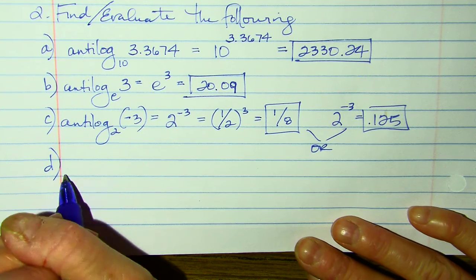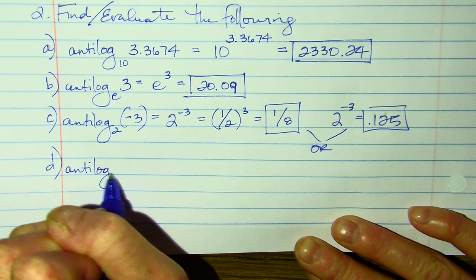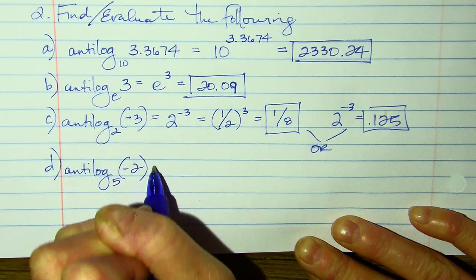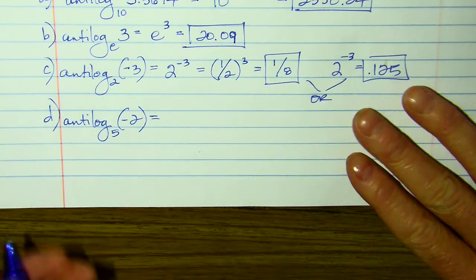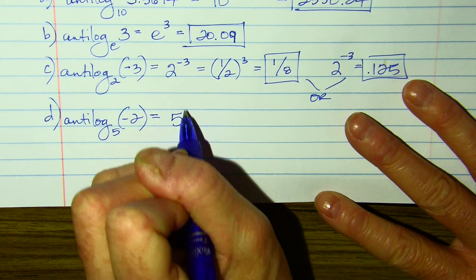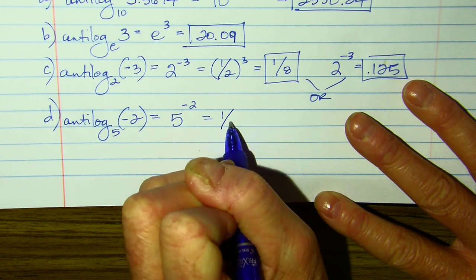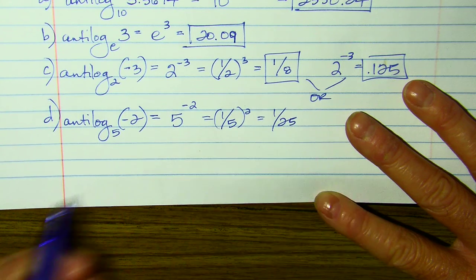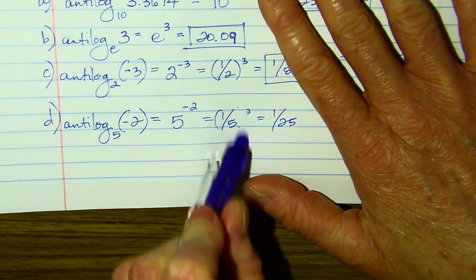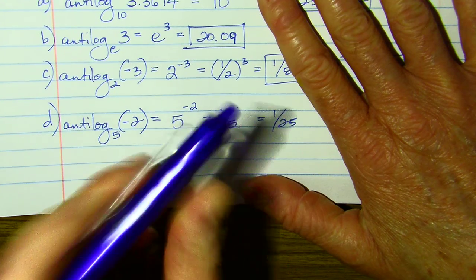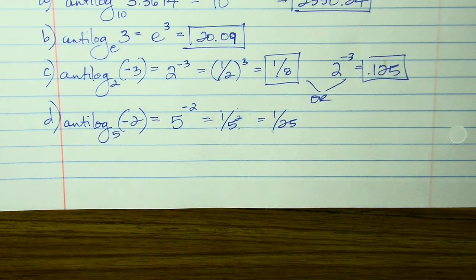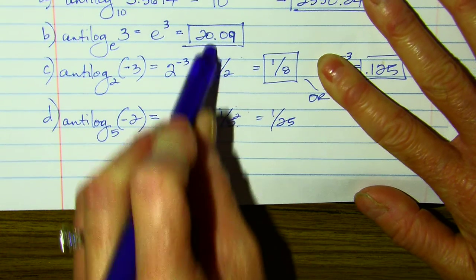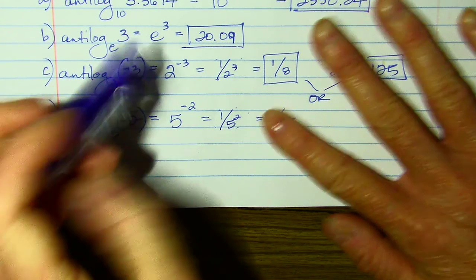All right, what is the antilog base 5 of -2? So you would find the answer by doing 5 to the -2nd, which is 1 over 5 squared, which is 1/25. You don't need these parentheses. It's 1 over 5 squared. I don't know why I used parentheses for the last two. Maybe because I just got so excited about life.